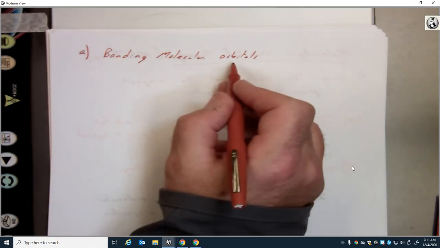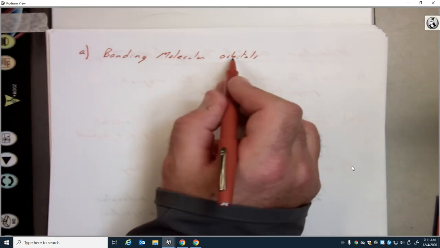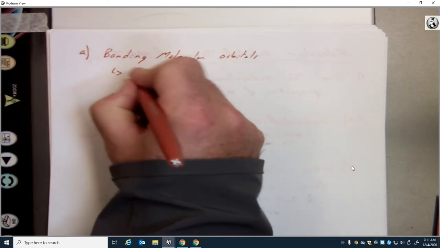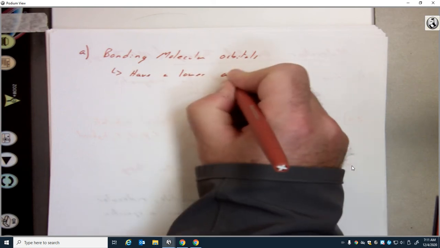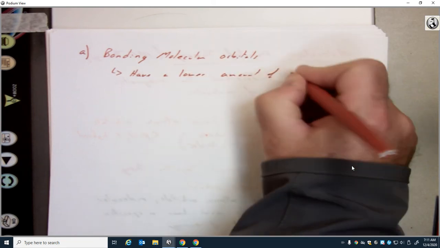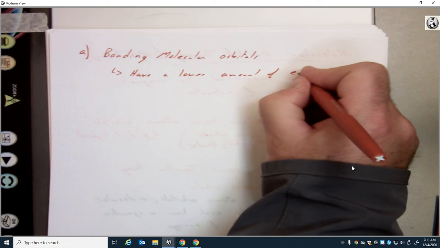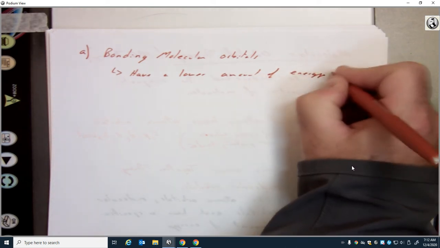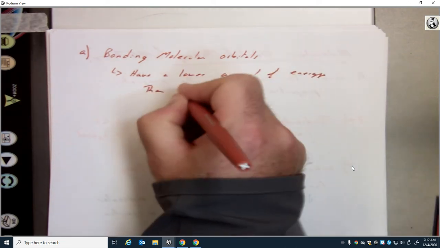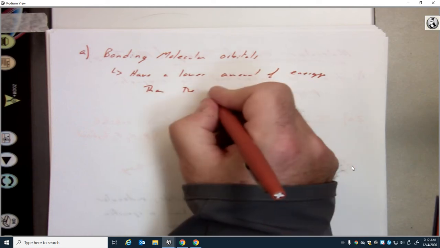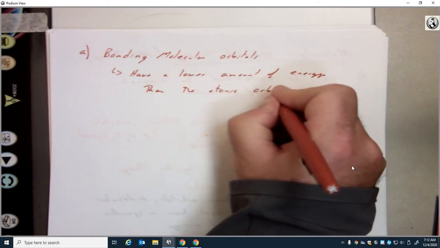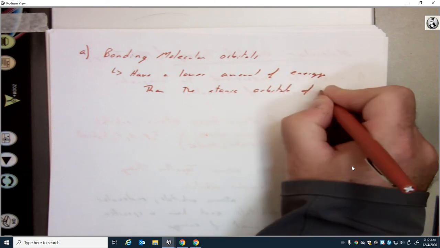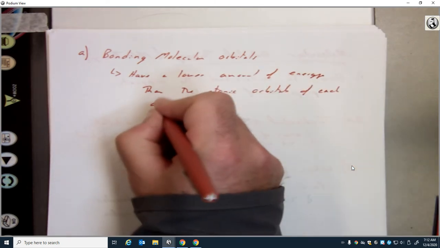When bonding molecular orbitals form, these have a lower amount of energy than the atomic orbitals of each atom.